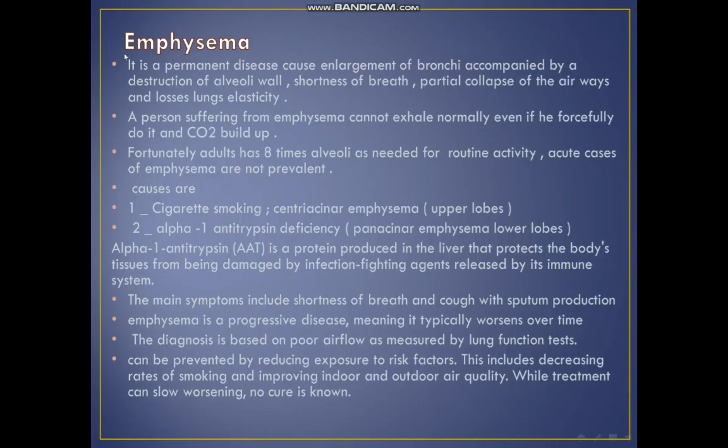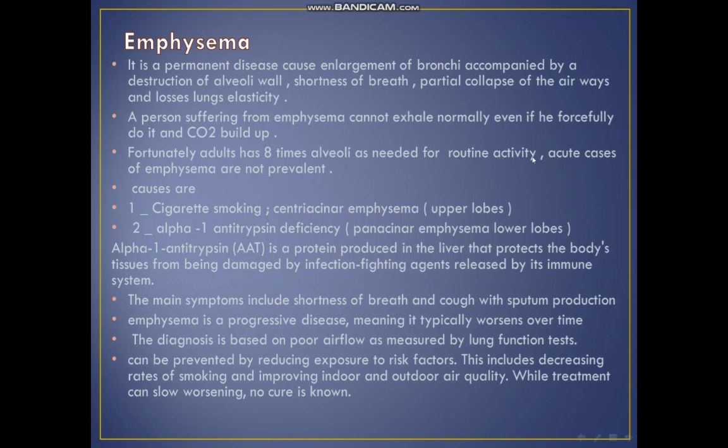The next type of disease we have is emphysema. It's a permanent disease that causes enlargement of the bronchi accompanied by destruction of the alveoli walls, shortness of breath, partial collapse of the airways, and loss of lung elasticity. A person suffering from emphysema cannot exhale normally even if he does it forcefully, and the carbon dioxide in his body will rise. Fortunately, adults have 8 times the alveoli needed for routine activity.